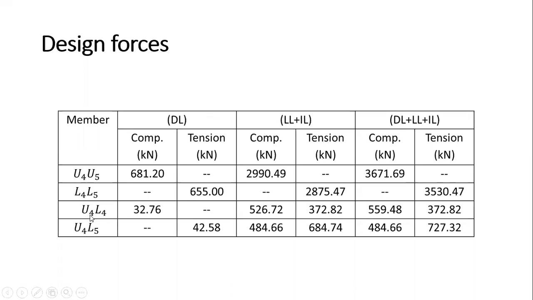And this is my vertical member. We have both the forces here, compression as well as tension. And this is my inclined member. Here this is the compression, and this is the tension. So in case of vertical members, we found that the compressive force is large compared to the tensile force. But in case of inclined members, the tension force is large compared to the compressive force. So using these forces, we have to design the various members of the truss.